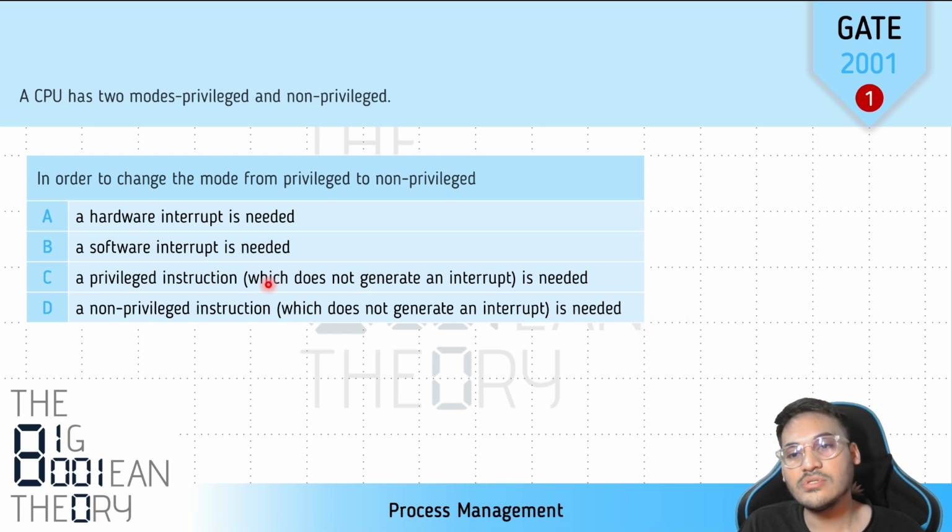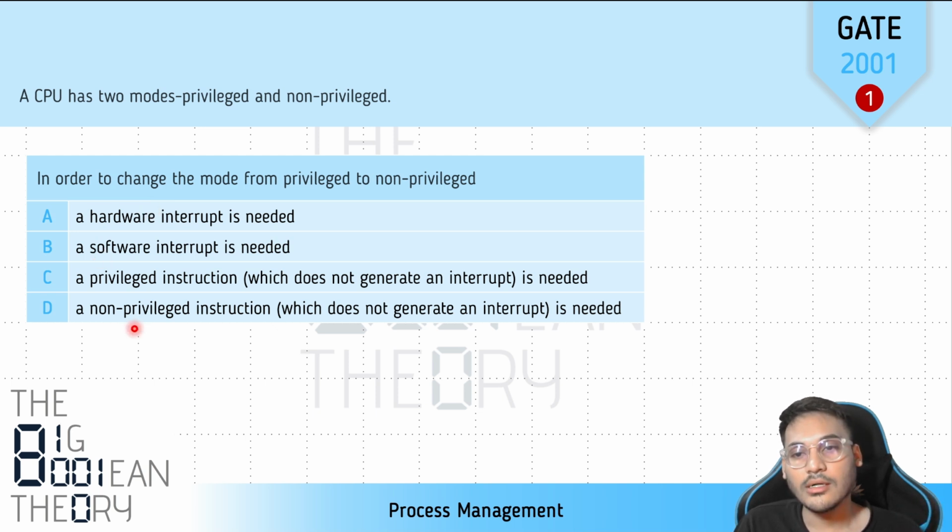So basically, we want to change from a privileged to a non-privileged mode, and this generally happens when we are returning from the kernel to the user process. When we go from the user process to the kernel, we raise the privilege level, that is from non-privileged to privileged. But when we are returning from the kernel to the user process, that is when we change the mode from privileged to non-privileged, that is, drop the privilege. So here we are talking about returning from the kernel.